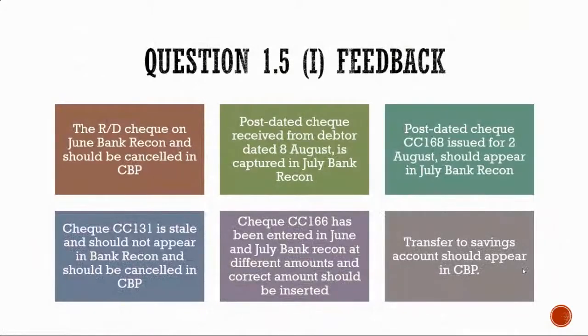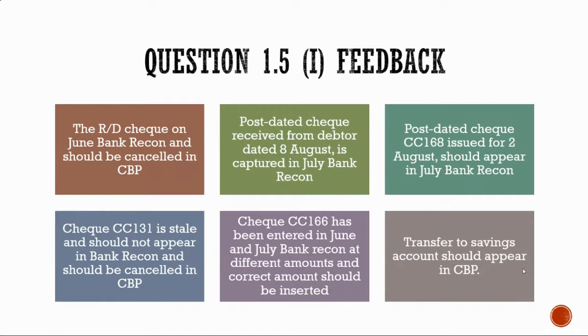So let's just quickly recap. These are some of the main errors that you were supposed to pick up. The RD check that's on the bank recon should have actually been cancelled in your cash book payments. Your post-dated check from your debtor should be dated the 8th of August, so it should not have been captured in your July bank recon. Your post-dated check CC168 issued for 2nd of August should appear in your July bank recon. Okay, so in this case, they say the date was correct, so we should have also seen it in our July recon.